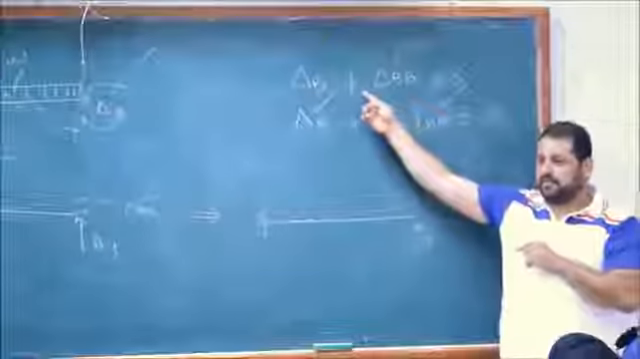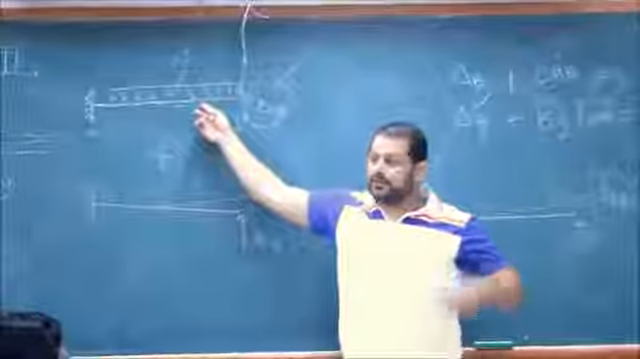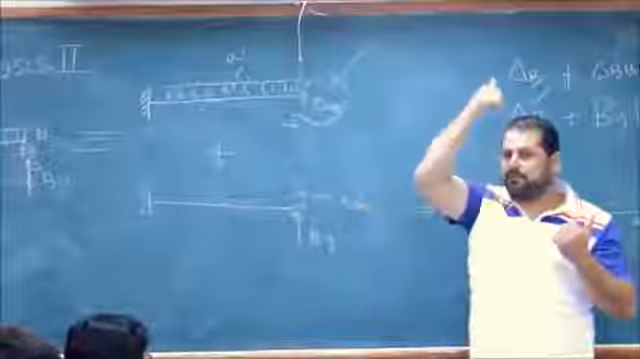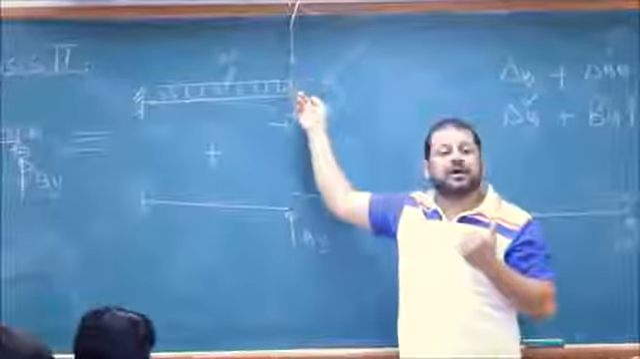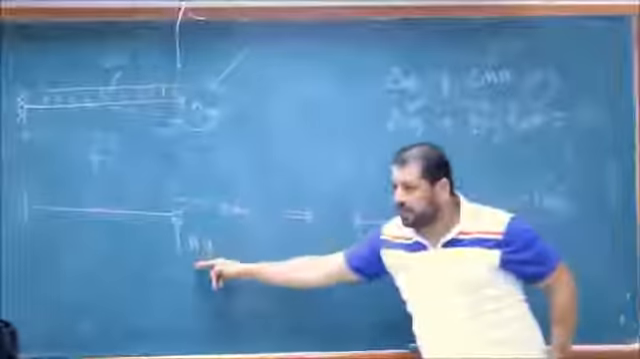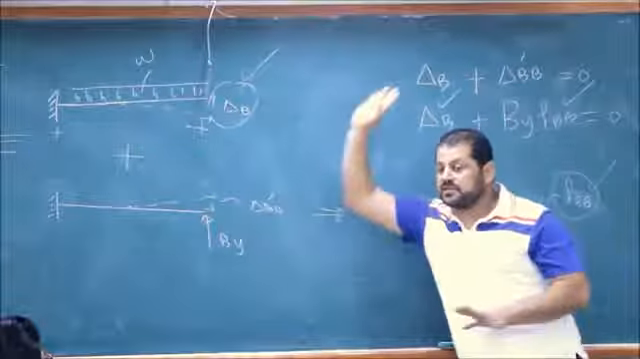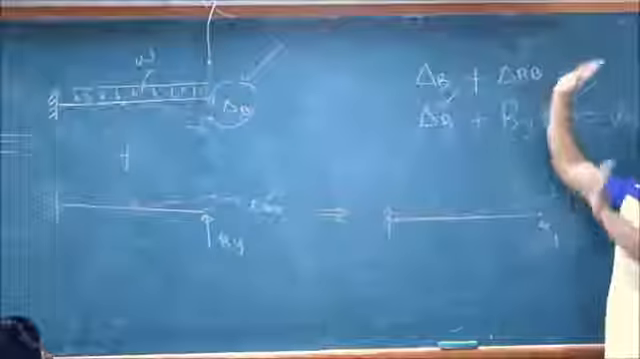But look at what we did here. Delta B, according to this, is it down or up? Down. You're going to assume always the deflection up is positive. So delta By is negative. Look at how I applied By. I applied By up. The deflection due to By is what? Positive. So this will be negative, and this will be positive.